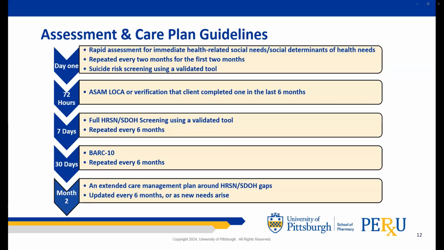On day 1, the rapid assessment for immediate health-related social needs, social determinants of health needs, and the suicide risk screening; within 72 hours, the completion of the ASAM; within 7 days, the full screening for SDOH HRSN needs; within 30 days, the BARC 10; and by month 2, the completion of the extended care management plan.